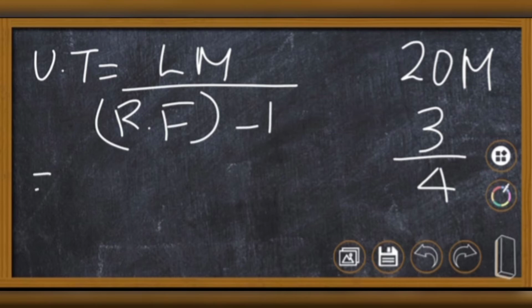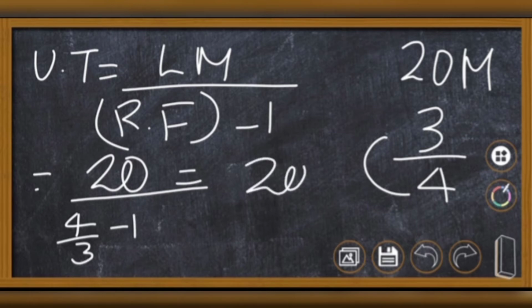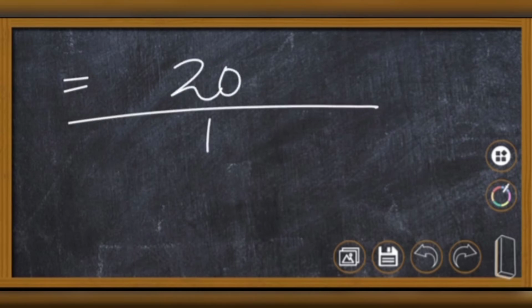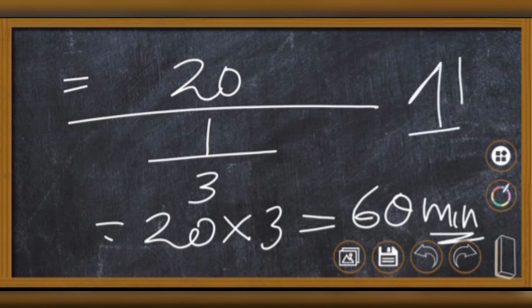Usual time is equal to late time divided by reciprocal of the fraction minus 1. Okay, so what is the late time? 20 divided by the reciprocal of 3/4, which will be 4/3, minus 1, which is equal to 20 divided by 1/3, since 4 minus 3 is 1. So it is equal to 20 into 3, that is equal to 60 minutes, or we can say 1 hour. So his usual time is 1 hour.